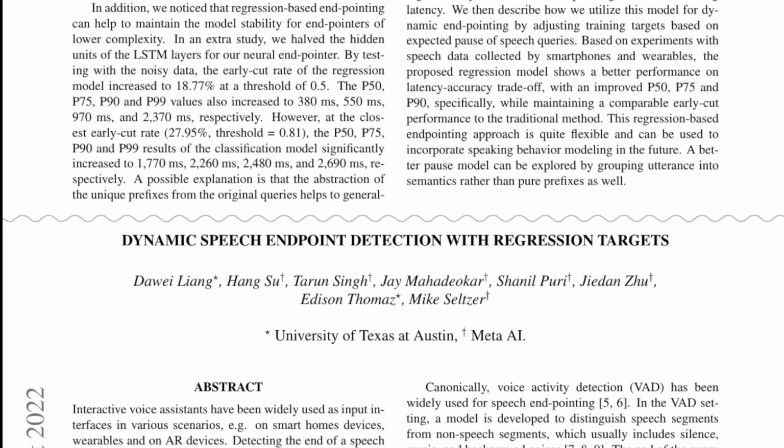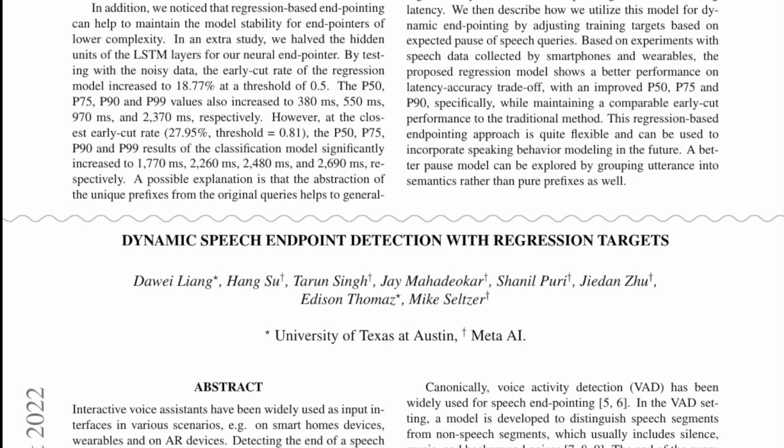In an extra study, we reduced the hidden units of the LSTM layers for our neural endpointer. By testing with the noisy data, the early cut rate of the regression model increased to 18.77% at a threshold of 0.5. The P50, P75, P90, and P99 values also increased to 380 milliseconds, 550 milliseconds, 970 milliseconds, and 2,370 milliseconds, respectively. However, at the closest early cut rate, 27.95%, threshold equals 0.81.